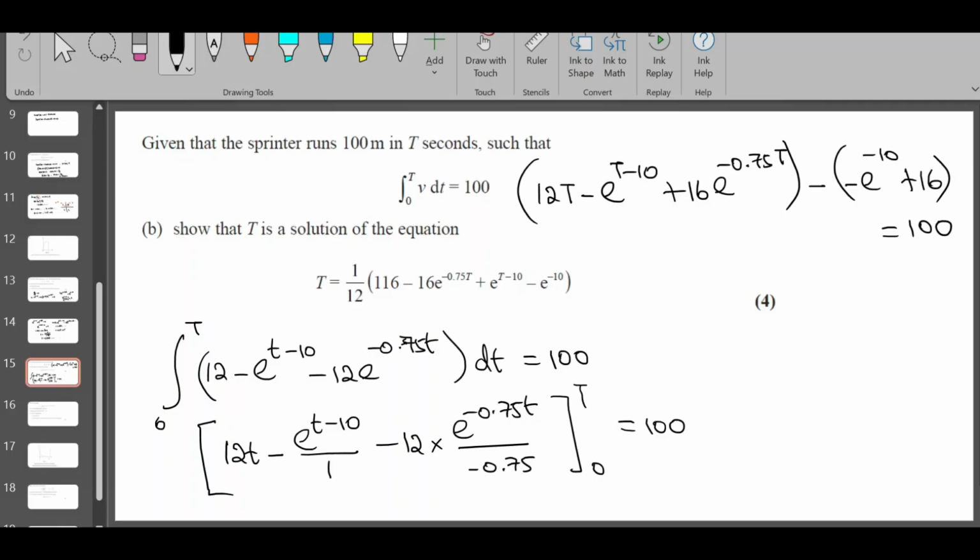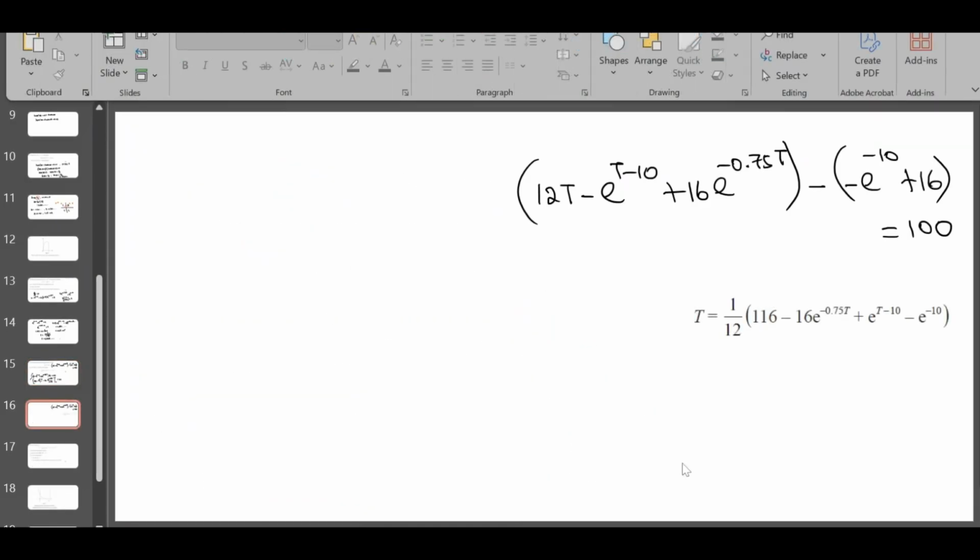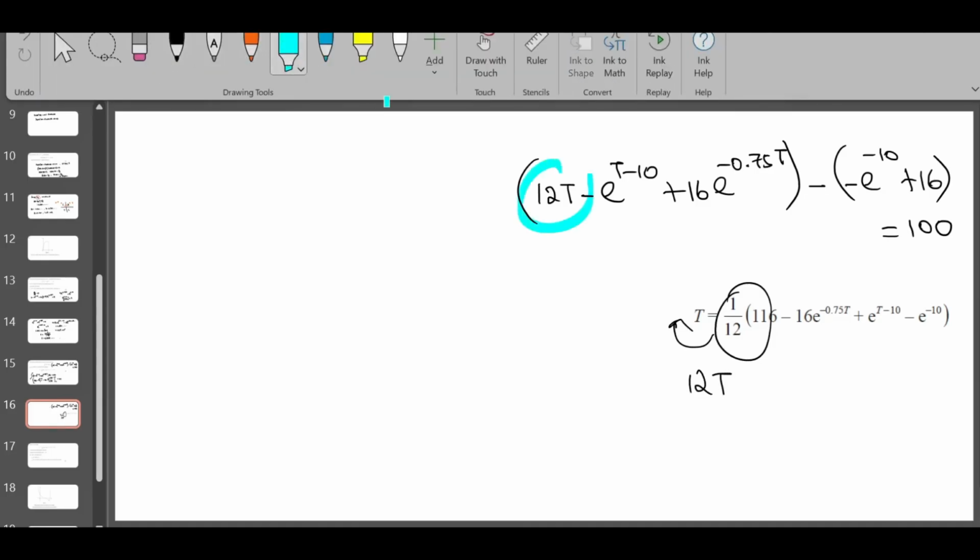Hope you understand this step. From here, we need to frame this equation by making one of the t as a subject. Since it's 1 over 12, you bring the 12 here, you'll get 12t, right? That tells us most probably we are going to make this 12t as a subject. So push the rest of the terms to the other side.